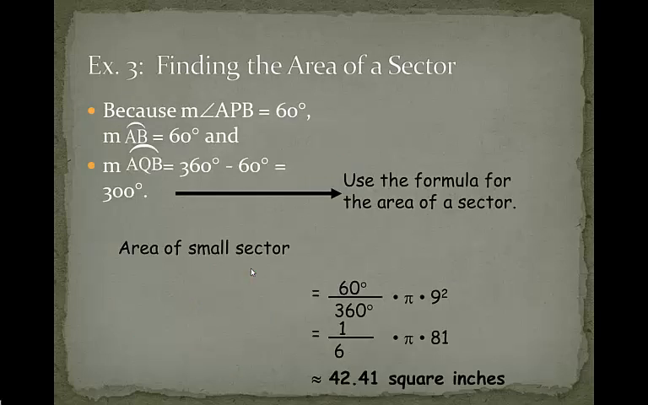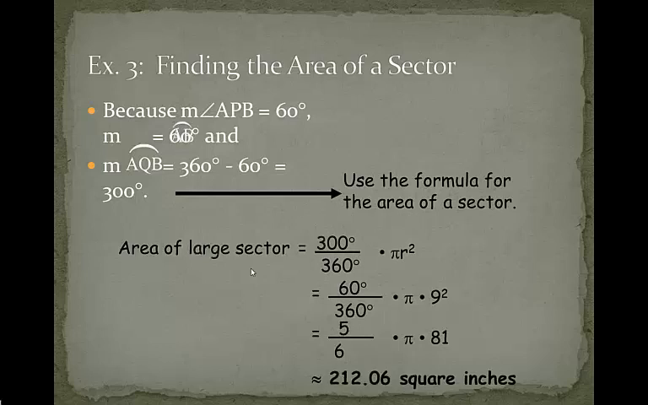So again, we found the small one is 42.41 inches. So now for the area of the larger sector, realize that if the small sector is 60, the larger sector would be 300, because 300 plus 60 equals 360. So you do the same thing, 300 over 360. You can reduce that if you want. Or I would just do 300 divided by 360 times 81 pi, and you would get 212.06. Okay, so hopefully you understand that.